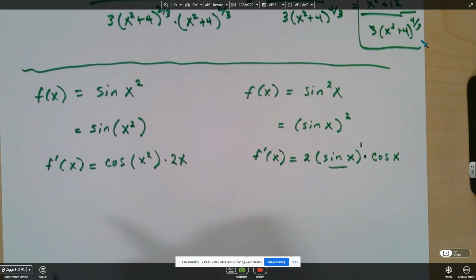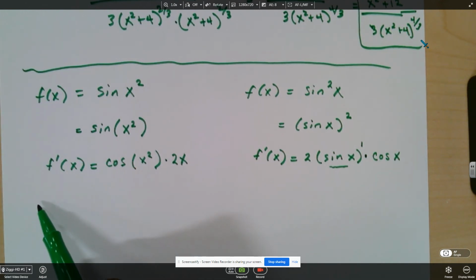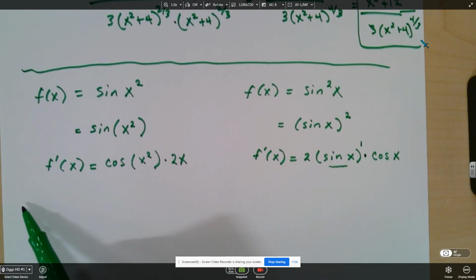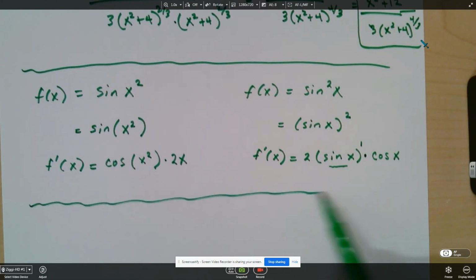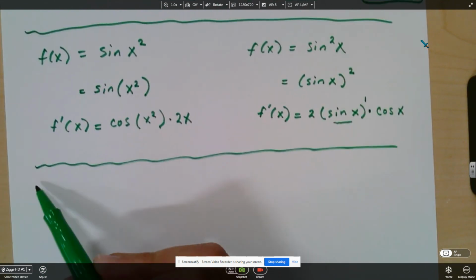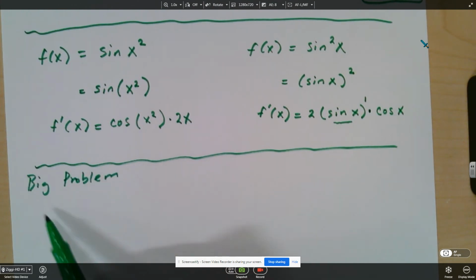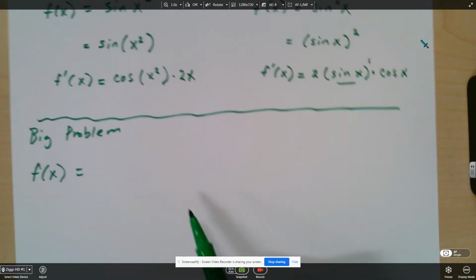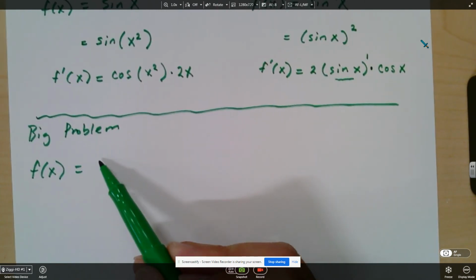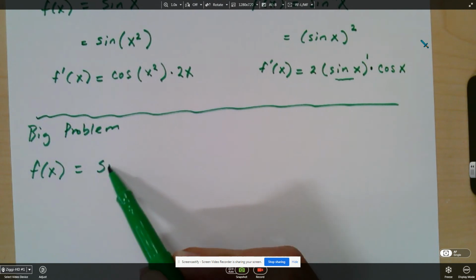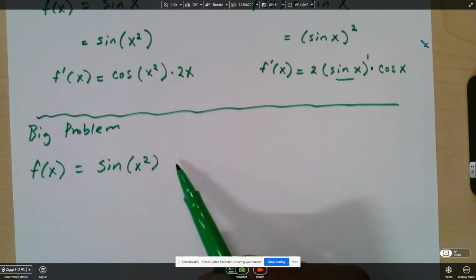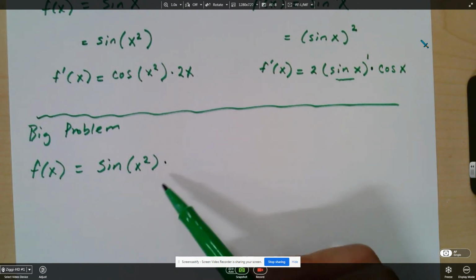Okay, how are you guys feeling about the chain rule? Okay, so with these, you have to practice because this is the last of the shortcuts, and we can combine it with all rules now. So let's do a big problem. That was not the big problem, guys.